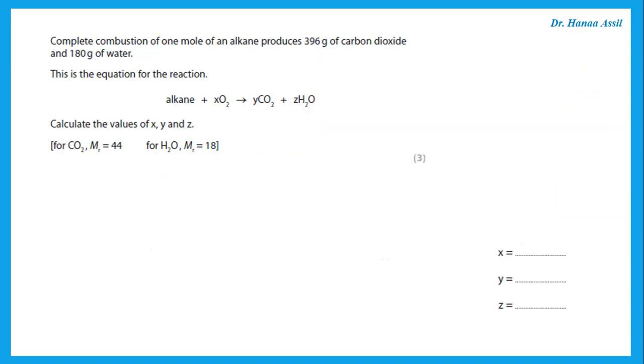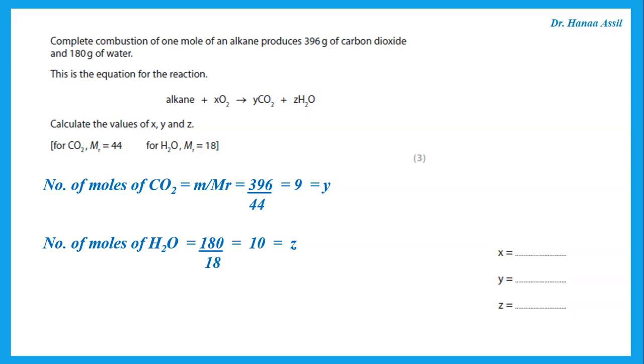Complete combustion of 1 mole of an alkane produces this amount of carbon dioxide and this amount of water. Calculate the values of X, Y, and Z. Of course, Y is the number of moles of the carbon dioxide. So we can get the number of moles of carbon dioxide, mass over the molecular mass. That comes out to be 9, so Y should be 9. Now, Z is the number of moles of water. So the number of moles of water is the mass over the molecular mass. That gives 10, so Z is 10.